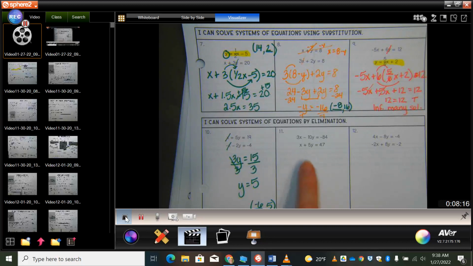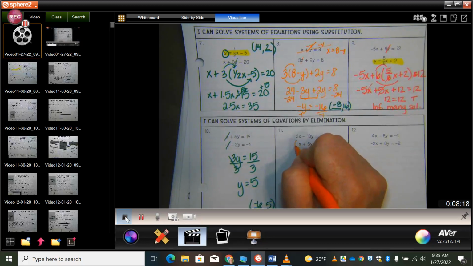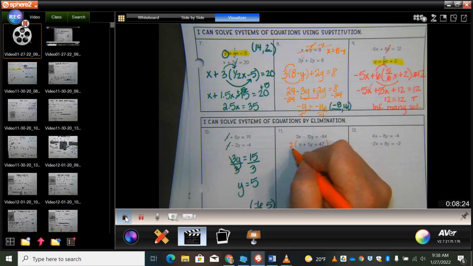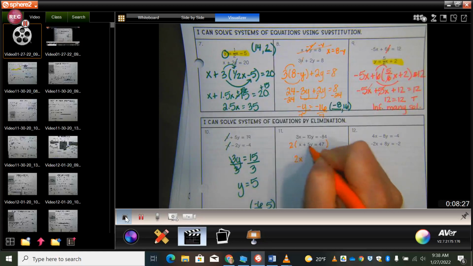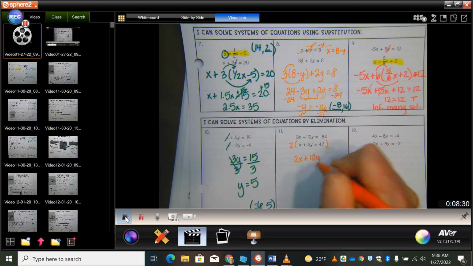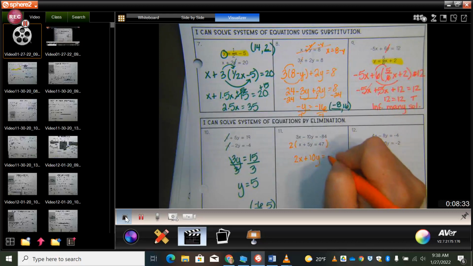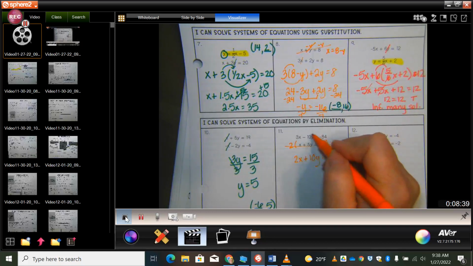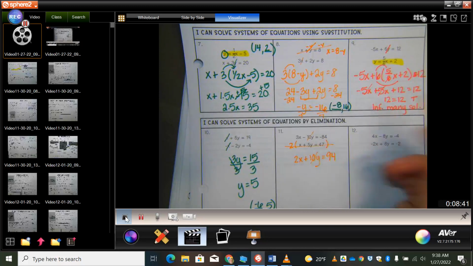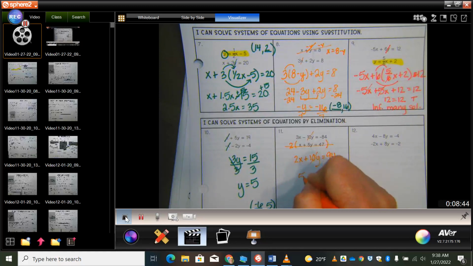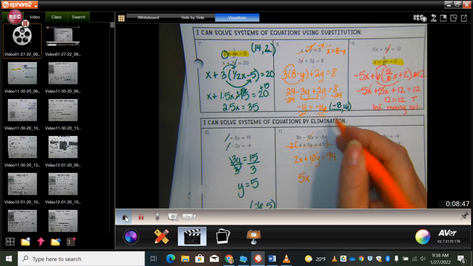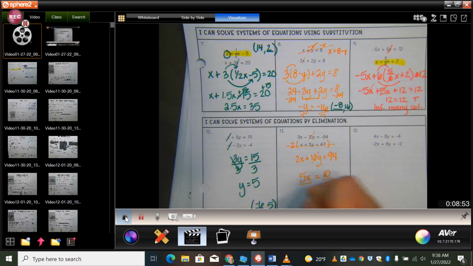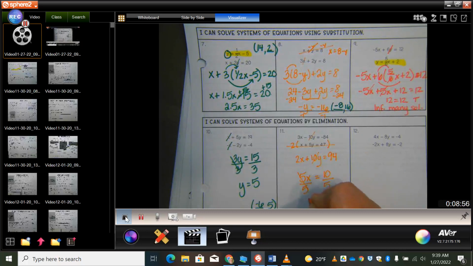Now in my second problem, there's nothing that cancels. But if I take the entire bottom row and multiply it by a positive 2, I will get something that will cancel. So 2 times x is 2x. 2 times 5 is positive 10y, and 2 times 47 is 94. So now we're not going to use this anymore. We are combining these two. 10y, negative 10y, cancel. 3x and 2x gives me a 5x. In this case, if I add these two together, I get a positive 10. I can divide both sides by 5, and x is equal to 2.